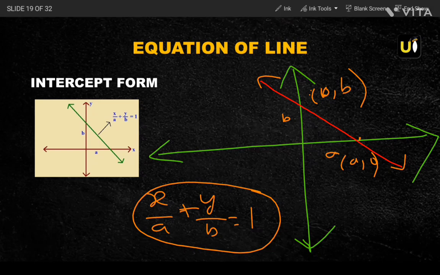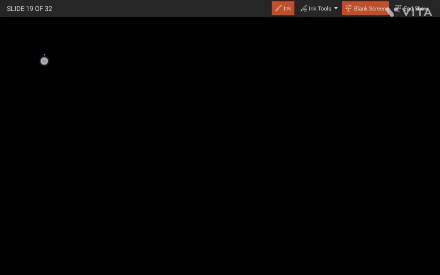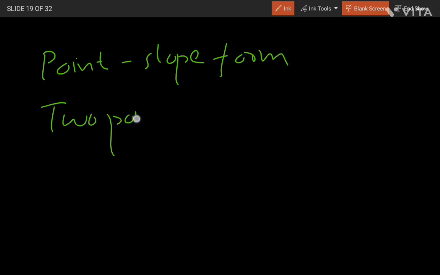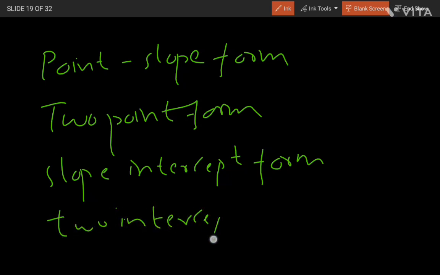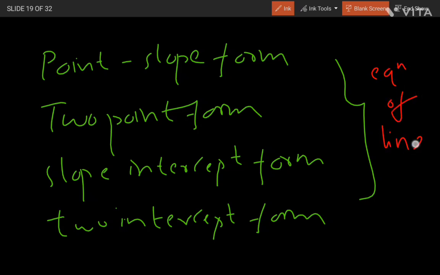So we have discussed so far these methods: point slope form, two-point form, slope intercept form, and two intercept form. So these are the 4 methods to find the equation of a line. Okay.